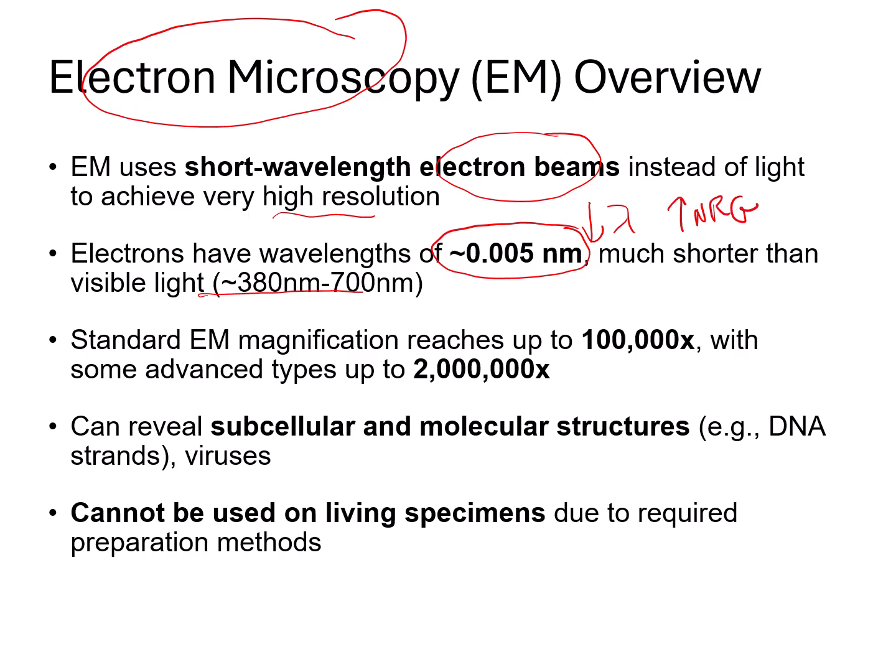This allows us to magnify up to about 100,000 times usually, sometimes perhaps even up to 2 million times the original size of the structure, which allows us to see subcellular structures, so things within the cell like the mitochondria and even perhaps DNA strands. This also allows us to see viruses that we could not see under typical light microscopes. One of the drawbacks is that you cannot use electron microscopy on living specimens simply because of how we prep the samples. So these can only show dead specimens or structures.